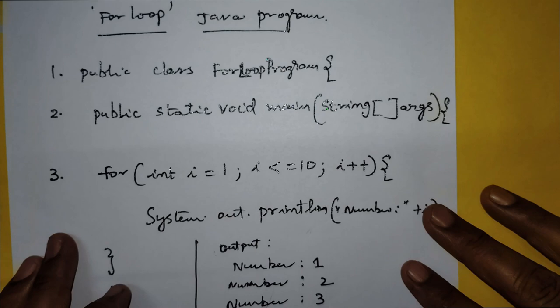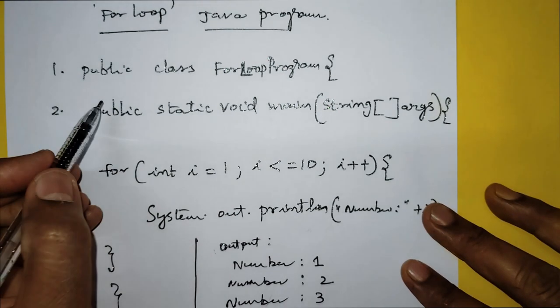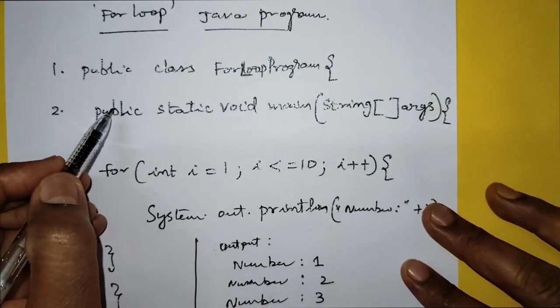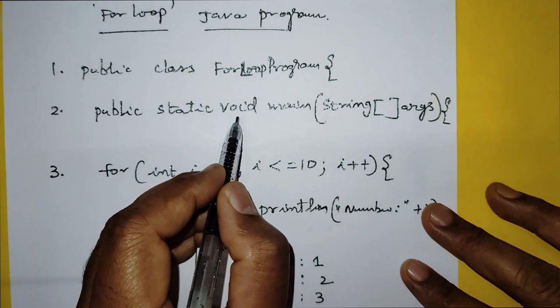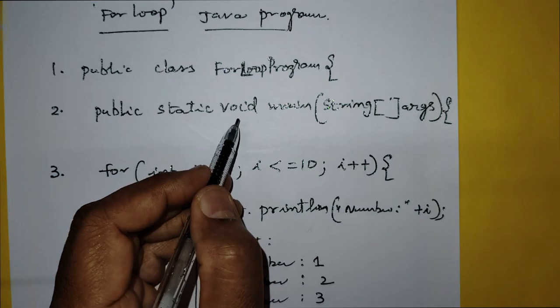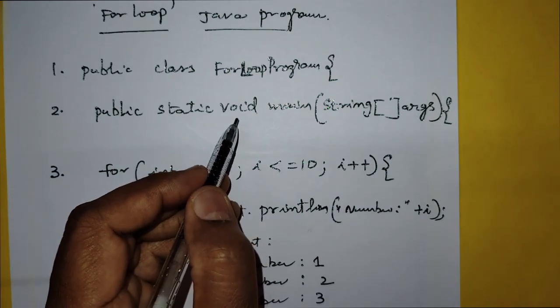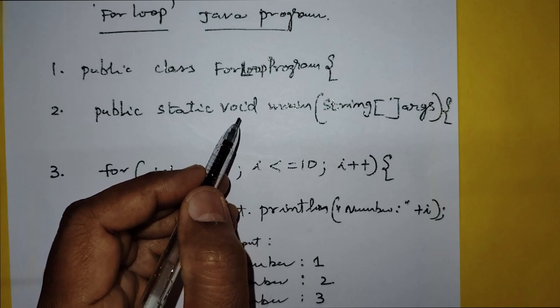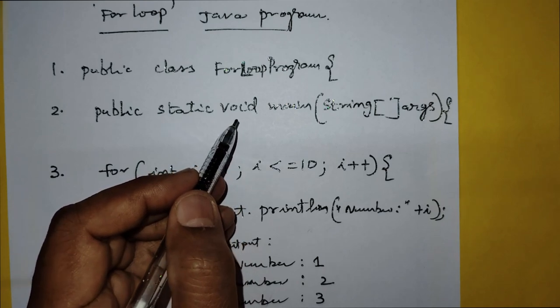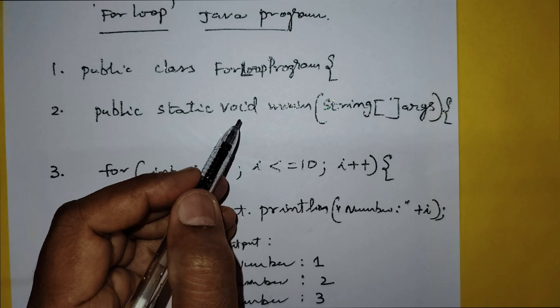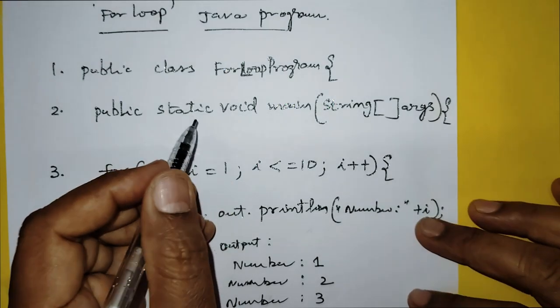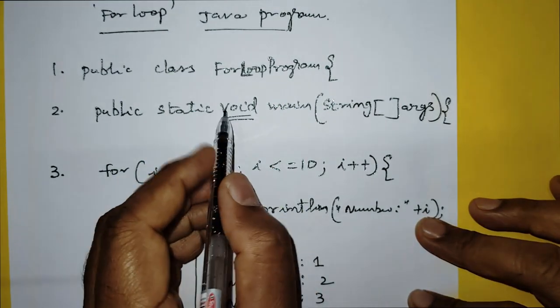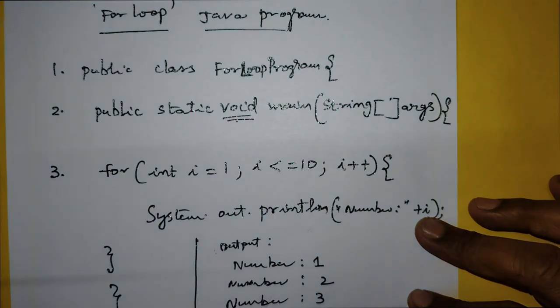Step 1 and step 2, I already explained in detail in the first program video. But in the first program video, I did not explain void. What is the use of this void? The meaning of void is that it doesn't return any value. The method does not return any value. That is the meaning of void in step 2.